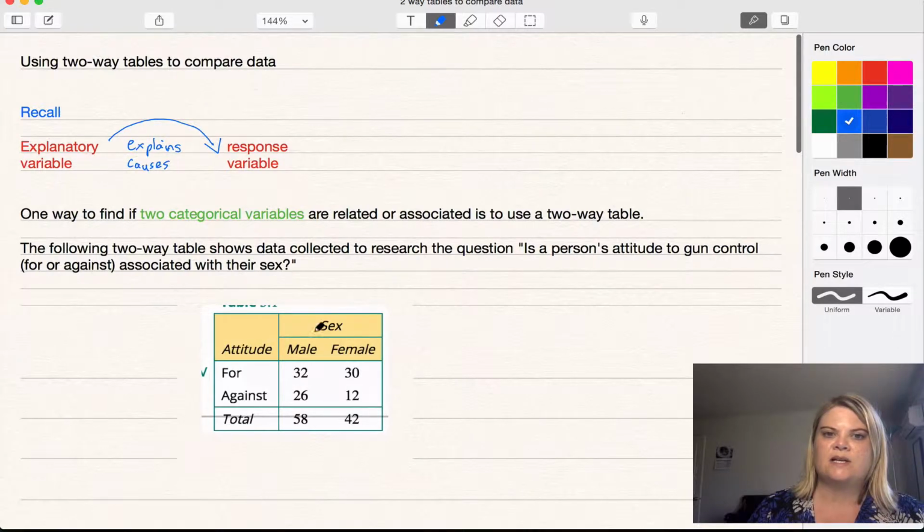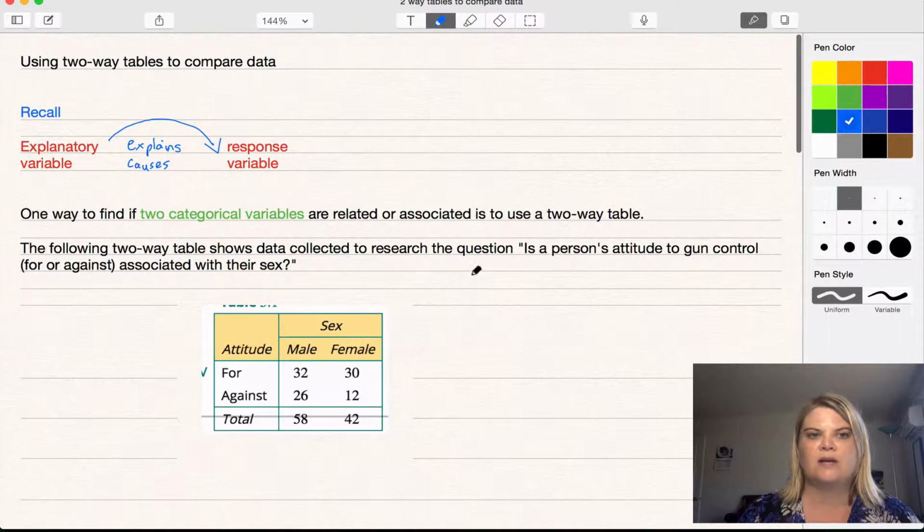The two-way table I've got down here shows data collected to research the question, is a person's attitude to gun control, and the attitude is listed as for or against, is it associated with their sex? So I've got the results here in a two-way table.